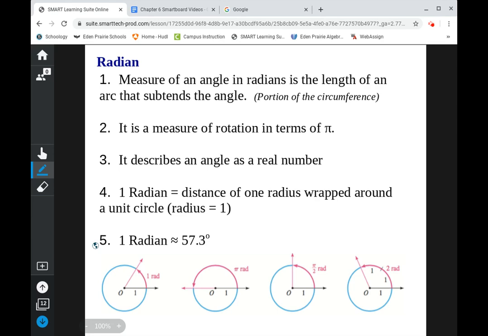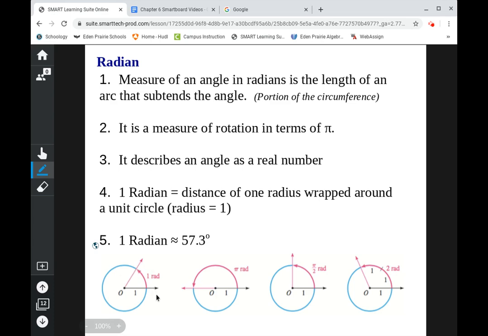Radians. The measure of an angle in radians is the length of an arc that subtends the angle, meaning that it's a portion of the circumference. If you remember from geometry, circumference is the distance around the circle. So we're talking about a portion of that distance around the circle. So what is a radian? A measure of an angle in radians is the length of an arc, so part of the arc that subtends the angle, so part of the circle.